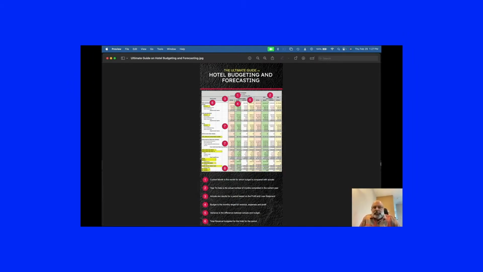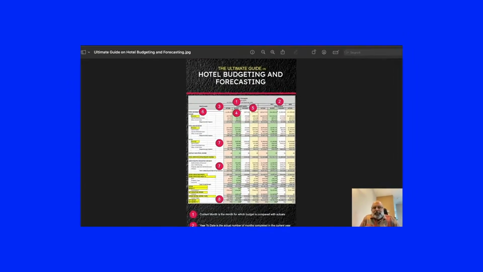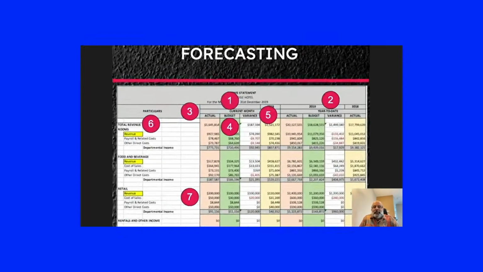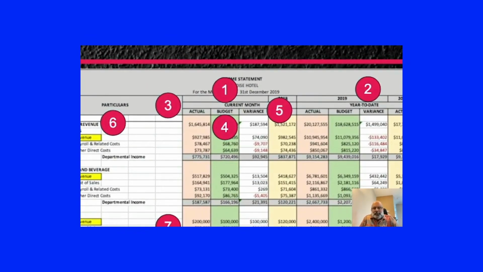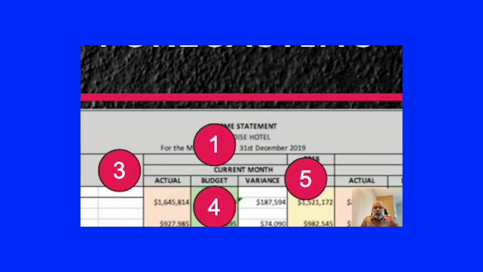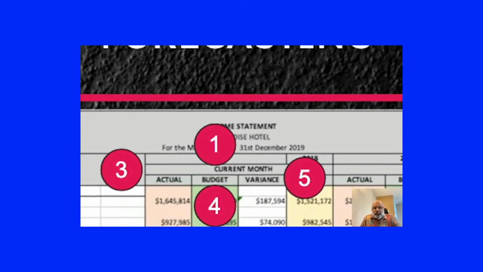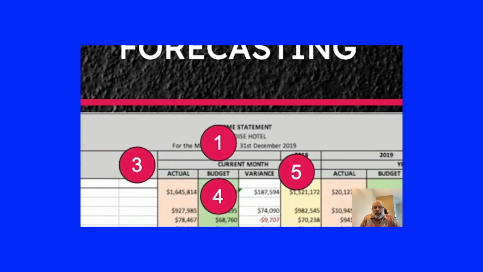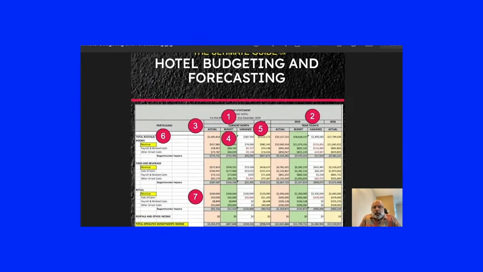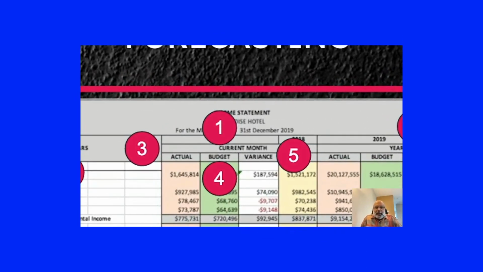One of the first things you need to understand about budgeting and forecasting is getting a good handle on your income statement, or the profit and loss statement as it is often called. So here is a profit and loss statement or an income statement, and I'm going to point out a couple of very important elements that you must understand before you even get into budgeting. So take a look at the annotation marked 1.